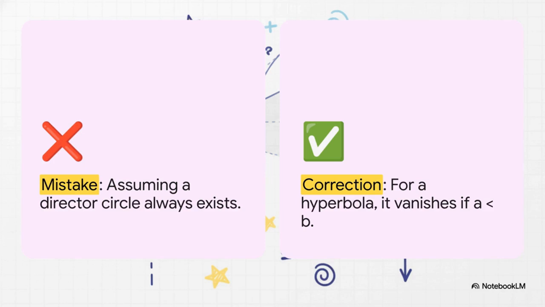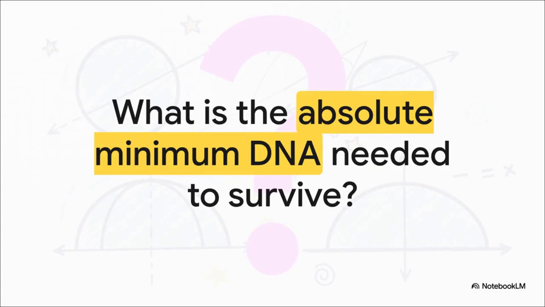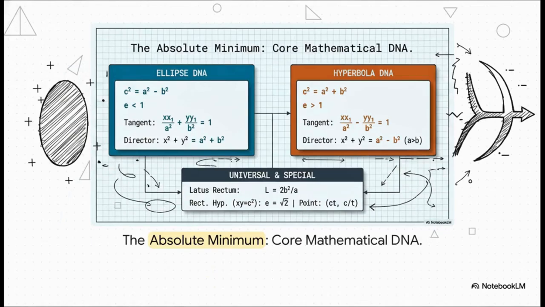Poof, gone. So, having navigated all these traps and mapped out the high-yield zones, let me ask you a crucial question. If you had to strip away everything else the night before your test, what is the singular framework, the absolute minimum DNA you must hold on to survive? Well, this is it, your ultimate survival guide. Take a mental snapshot of this core mathematical DNA.